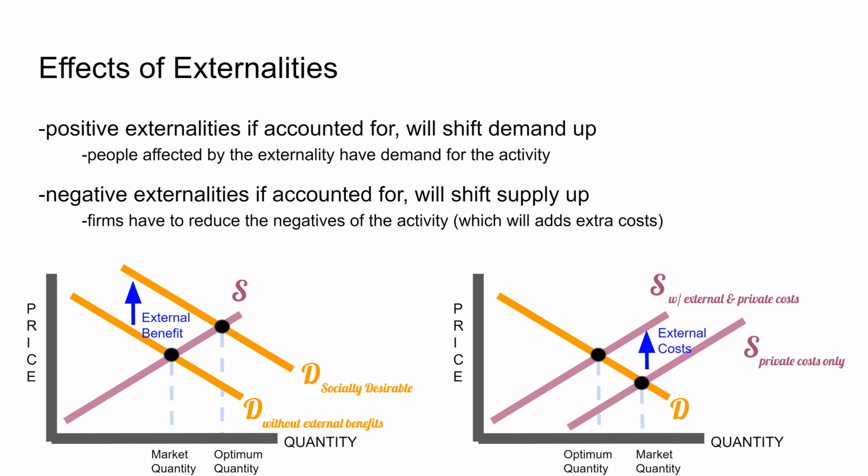So the effects of externalities. Positive externalities, if they are accounted for, will shift demand up. In the example we talked about previously, right? The people that are affected by the bees from the beekeepers will also have a demand for the beekeepers' bees. And negative externalities, when accounted for, will shift supply upwards. Because in our previous example, if the paper factory has to reduce its pollution, it will have to incur more costs to lower the levels of pollution.